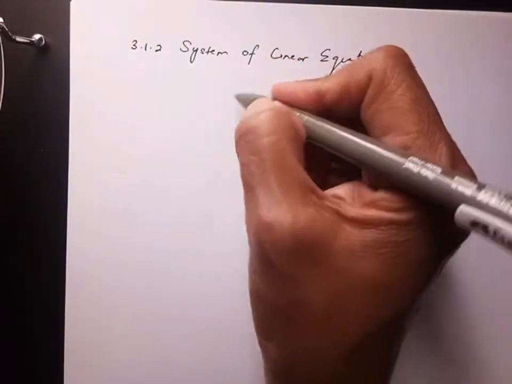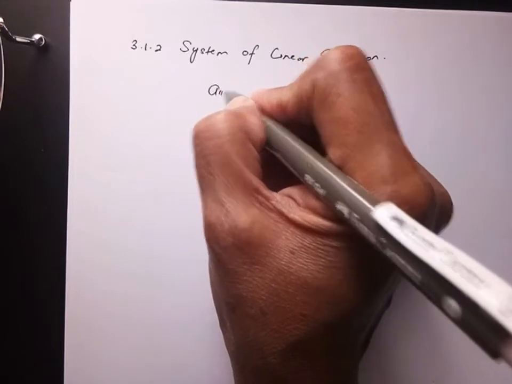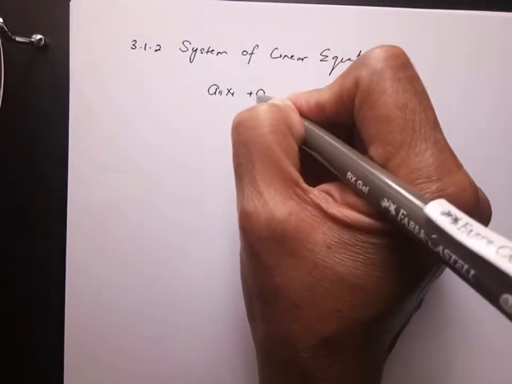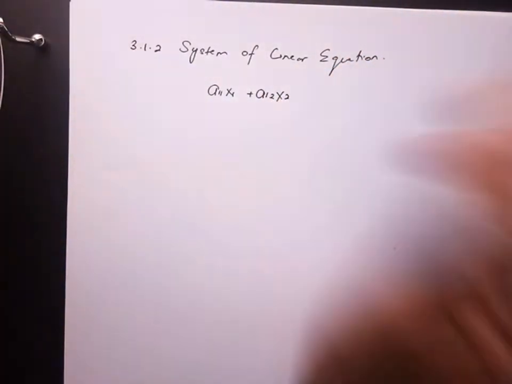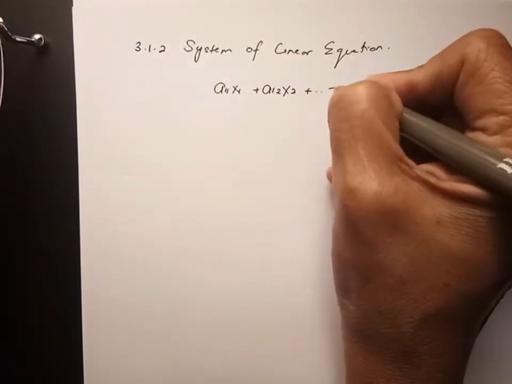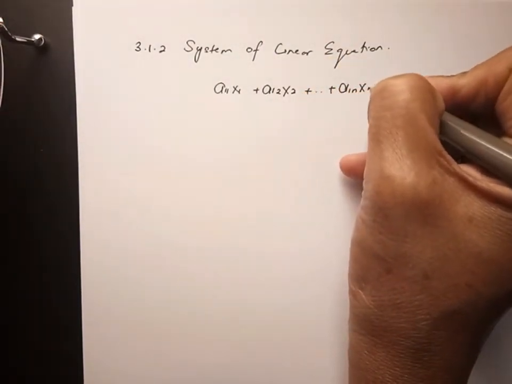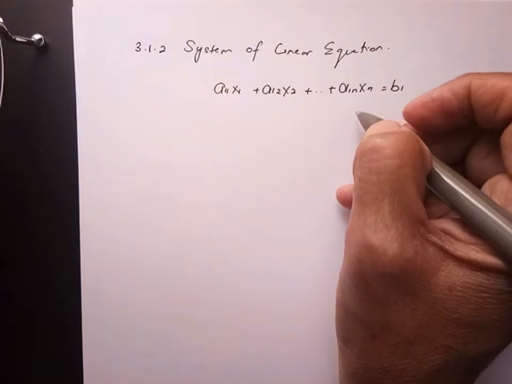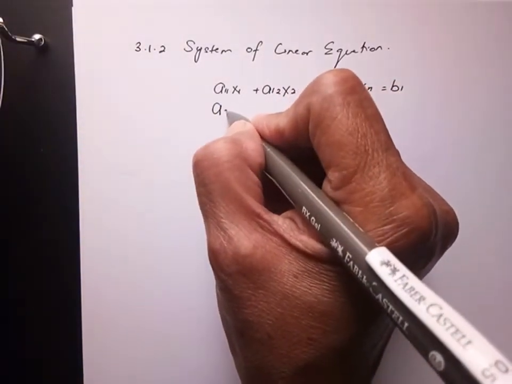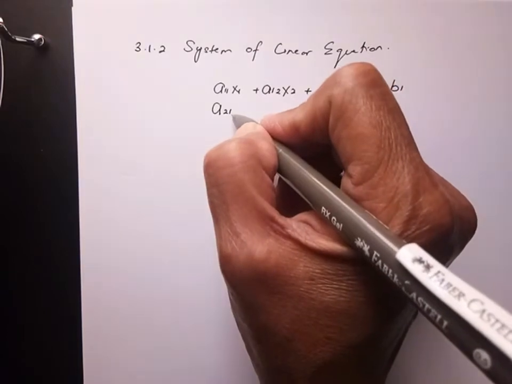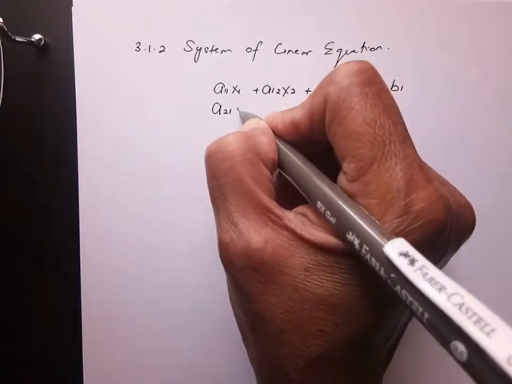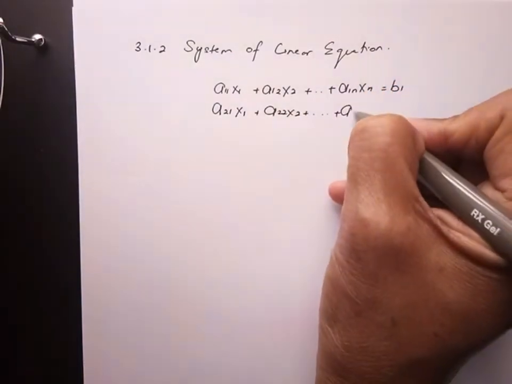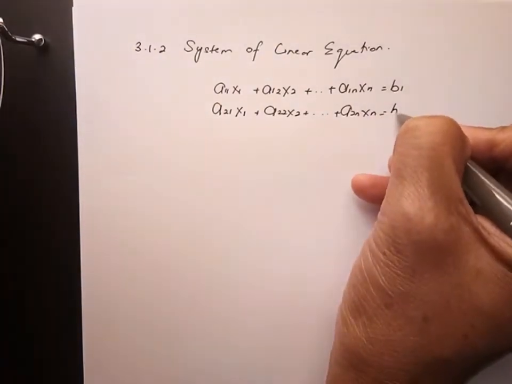Okay, we have a representation of system of linear equation as a11 x1, where a11 is the coefficient for variable x1, plus a12 x2 plus until a1n xn equal to b1. So this is how we write in a standard form system of linear equation. Okay, a21 is the coefficient for the second line of linear equation: a21 x1 plus a22 x2 plus until a2n xn equal b2.